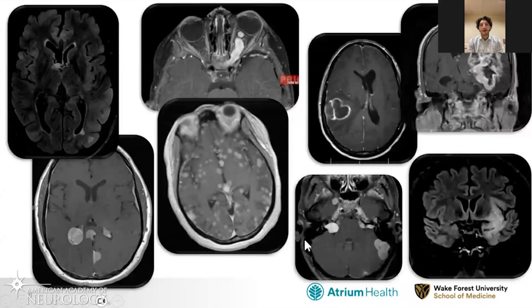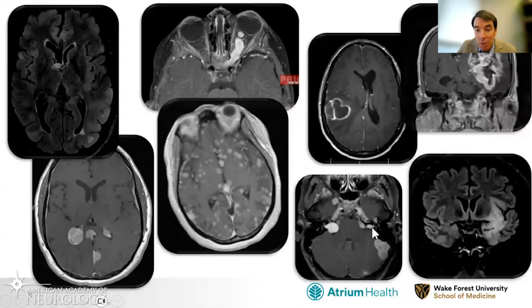I see a large mass coming off of the brainstem. Is it like a nerve sheath tumor? Yeah. So this is the fourth most common brain tumor that we see, a vestibular schwannoma here on the left and here on the right.